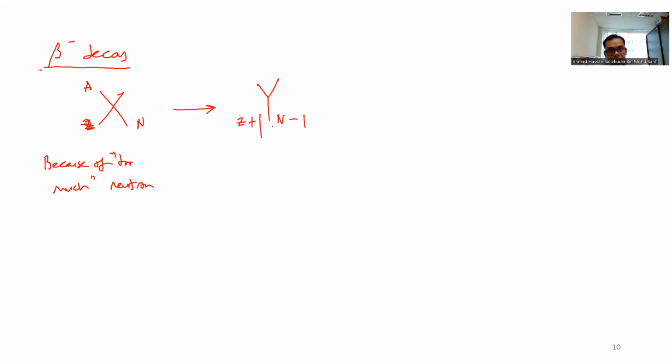So mass number means the sum of proton and neutron, still the same. So you still have mass number A. Now compared to the parent, the daughter has an excess proton, which means that it is now positively charged. And like alpha decay, immediately after the decay, this daughter is at an excited state.